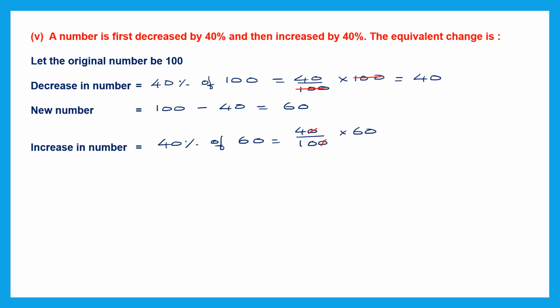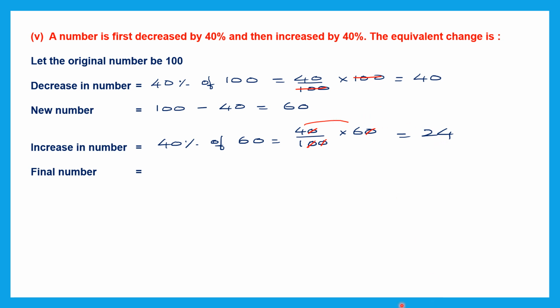So 10 here and then 10 here. So we just have 4 into 6. 4 sixes are 24. So now let's go through this again. We have the original number that has decreased by 40% and now it's become 60. From there it has increased and now it's become 24. So what is the new number? That is the final number. The final number will be this new number, and that has increased, isn't it?